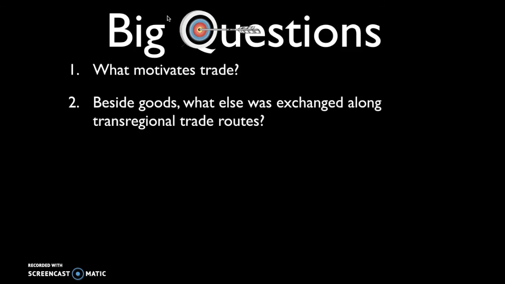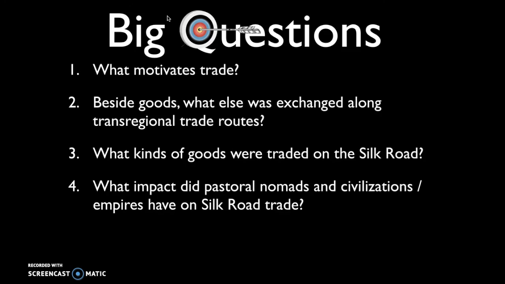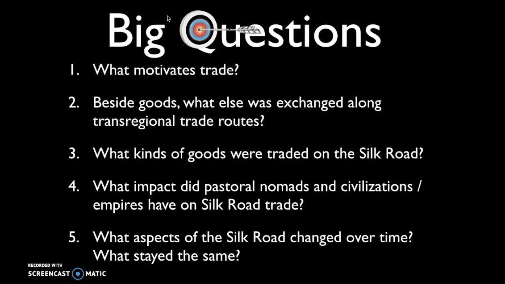So as a result of watching this video, you should be able to answer these 5 big questions. First, what motivates trade? Second, besides goods, what else was exchanged along trans-regional trade networks? Third, what kind of goods were traded on the Silk Road? Fourth, what impact did pastoral nomads and civilizations and empires have on Silk Road trade? And then fifth, what aspects of the Silk Road changed over time and what stayed the same?